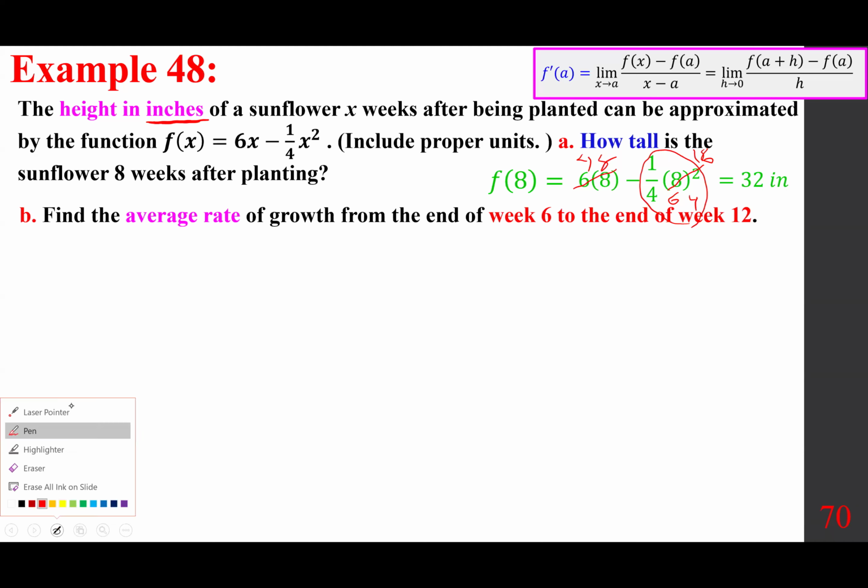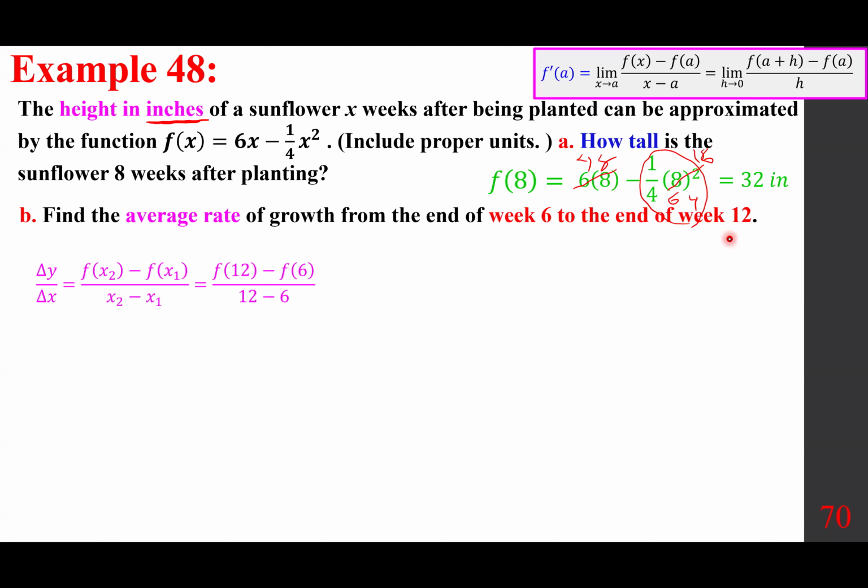Find the average rate of growth from the end of week 6 to the end of week 12. Even if they don't mention average, when you have 2 points in time, that's what it means. And that means rise over run. That means delta y over delta x. In this case, f of x2 minus f of x1 over x2 minus x1, which is f of 12 minus f of 6 over 12 minus 6. That's the meaning of it, everybody.